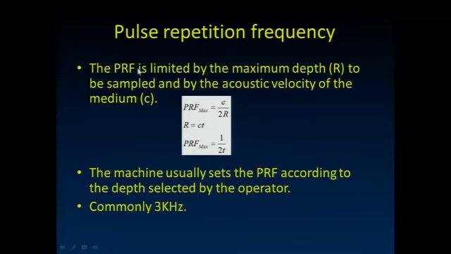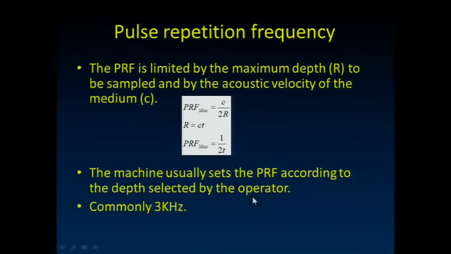That pulse repetition frequency is limited by the maximum depth to be sampled and by the acoustic velocity. If I want to see a particular depth in the tissue, then I have to wait until my sound travels that distance and then back to the transducer before I start with my next chirp, just like I talked about. The machine usually sets the pulse repetition frequency according to the depth selected by the operator.